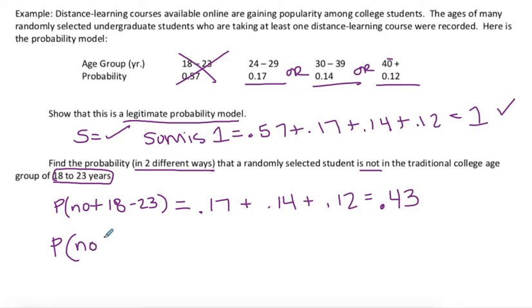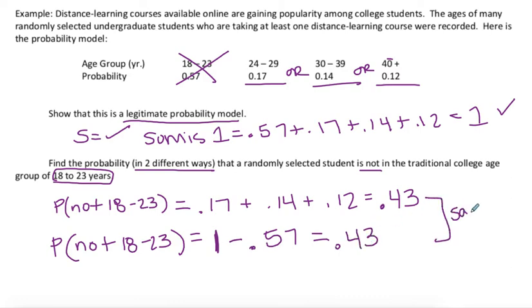Another way that we could have used our basic probability rules to say not 18 to 23 would be taking our complement rule, would be 1 minus the probability that they are in this group. If I subtract those, I still get the same 43% chance of not being in the traditional college age group.